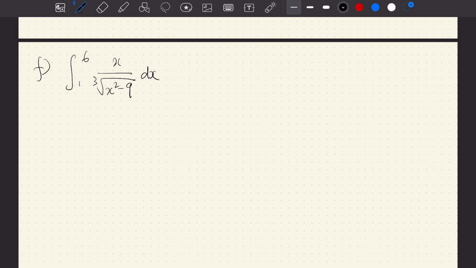And between these two, x equals 3 is actually within our limits of integration, which is 1 to 6. So we have to split this integral into two parts, where it is 1 to 3, and then it's 3 to 6.